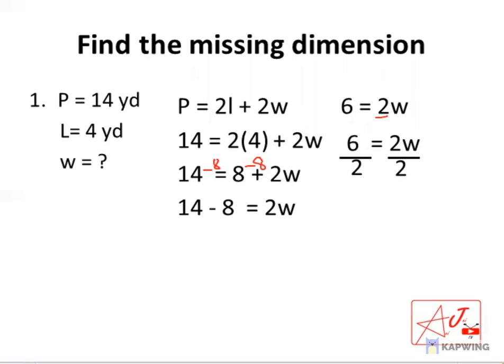So, makakancel na natin yung dalawang 2 dito. And ang answer natin ay 3, kasi 6 divided by 2 ay 3. So, ang ating missing dimension is 3 yards.